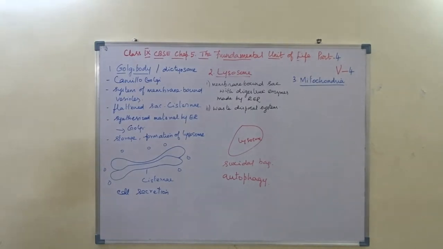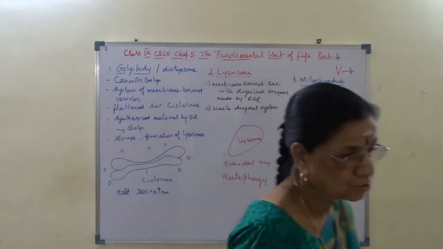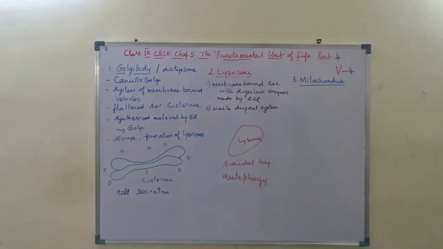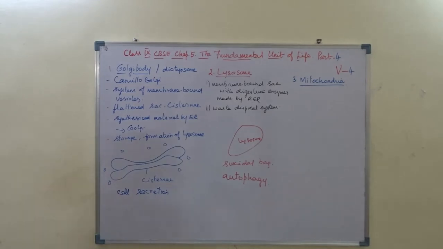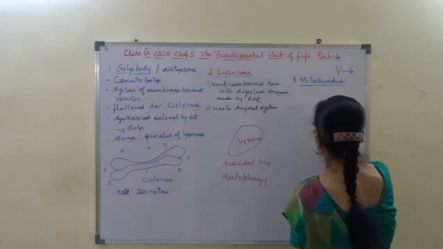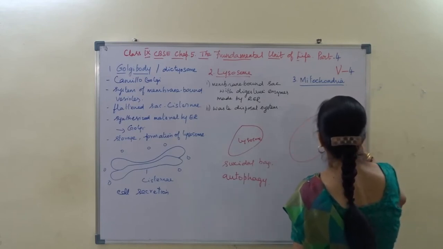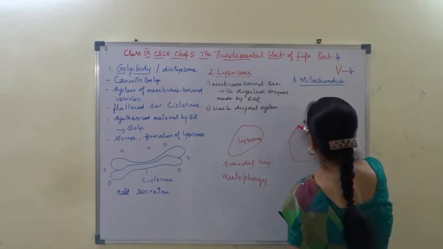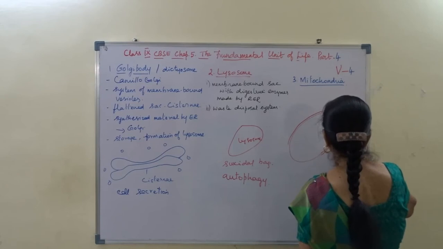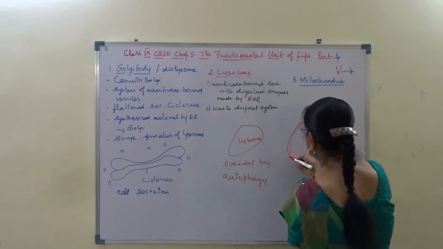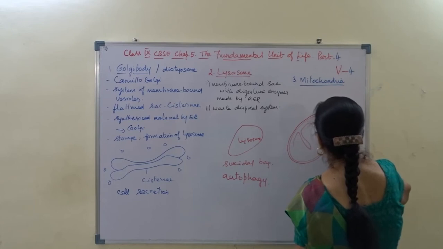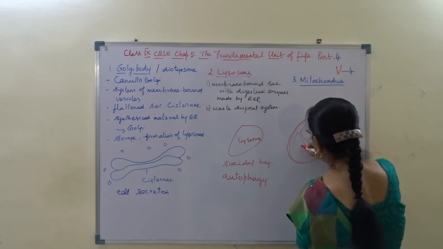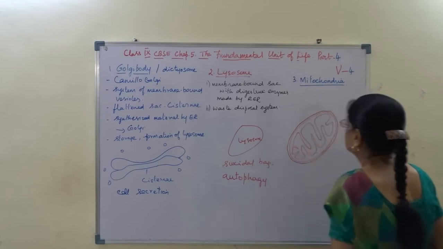Children, go through the Golgi apparatus and lysosome, both of them, for two seconds. Here is the lysosome. The next one, go through it. Lysosome and Golgi body, both you have to go through. Have you? Next. What is this?